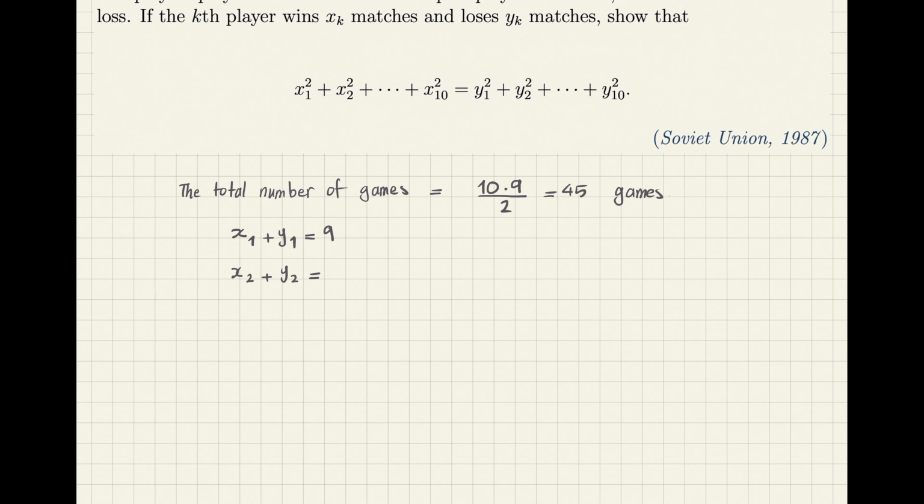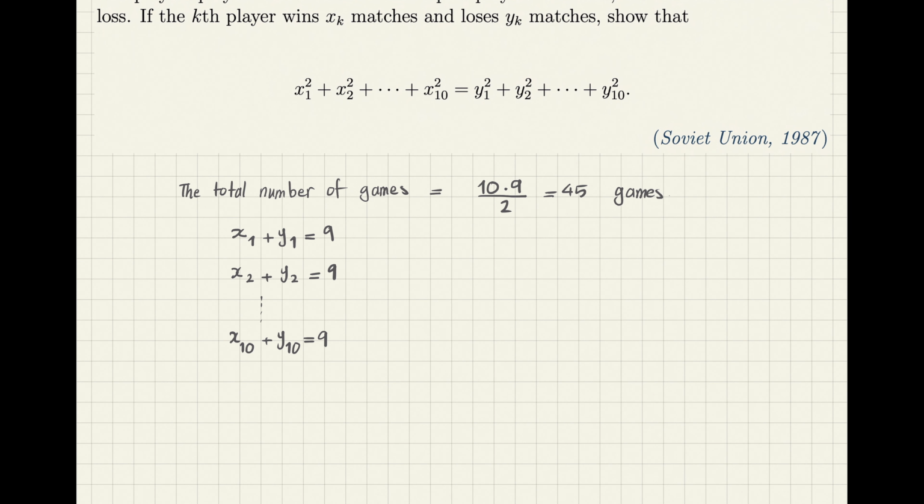Regardless of how these games are played, we know that x1 plus y1 should be 9, and x2 plus y2 should also be 9, because in each game one player either loses or wins. There is no draw there. And then this will continue until the last person, x10 plus y sub 10 is also equal to 9. This is for sure.